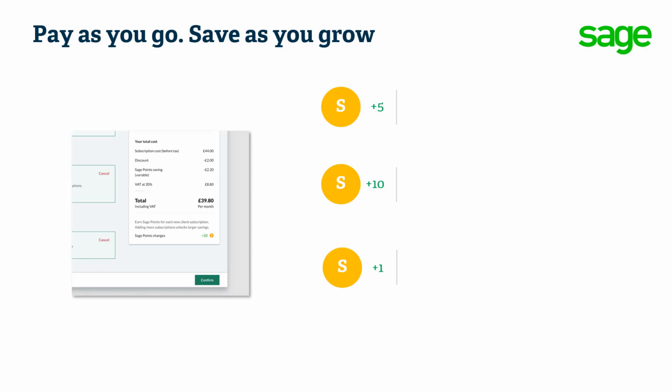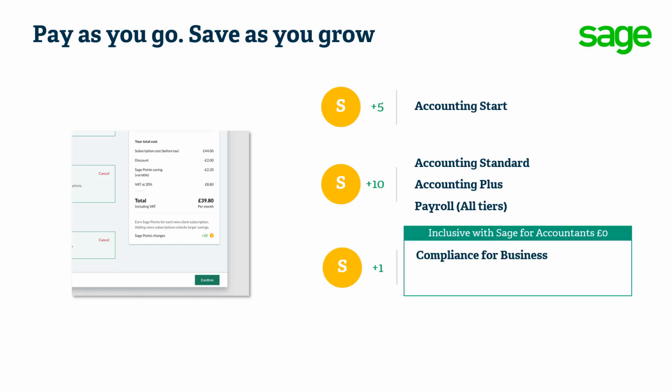Sage points are awarded as follows. Accounting Start is 5 points. Accounting Standard is 10 points. Accounting Plus is also 10 points. For all of the tiers in payroll, you'd receive 10 points. Compliance for business would receive 1 point, and compliance for individuals or self-employed would receive 1 point.